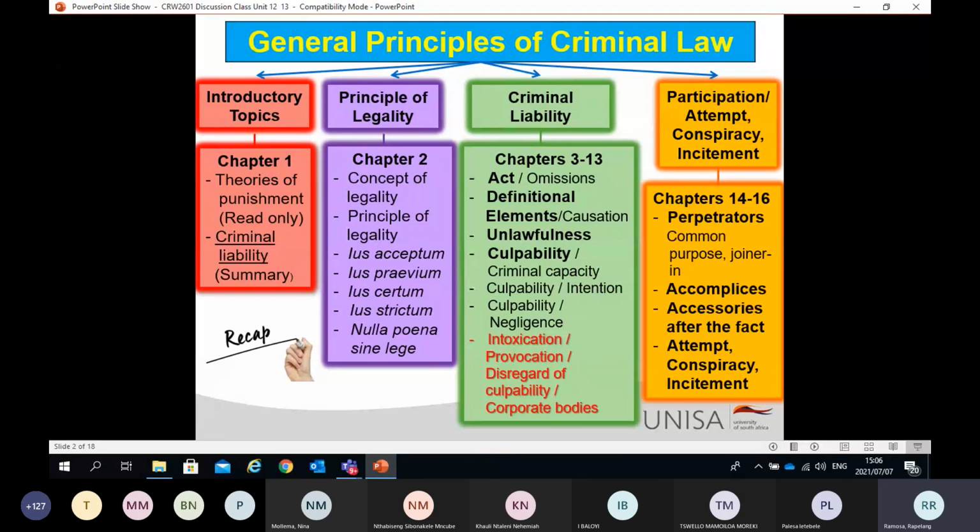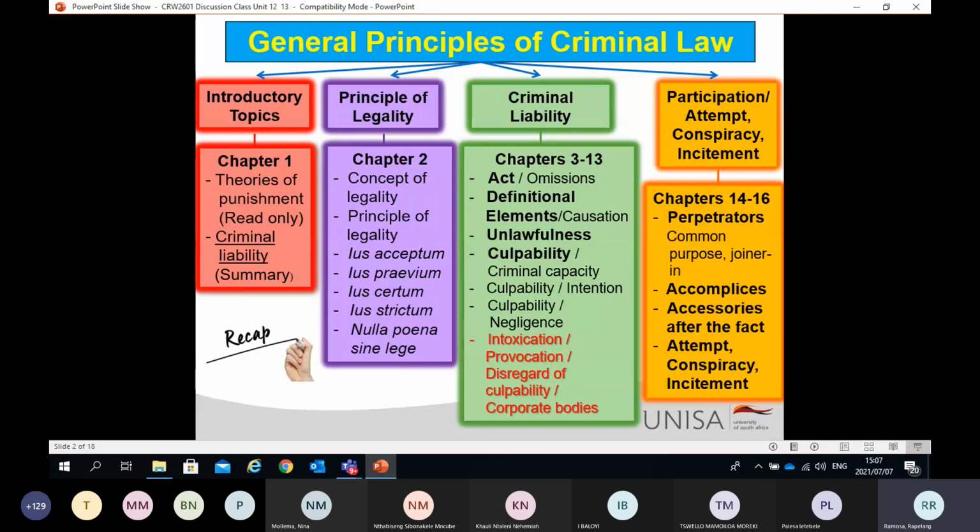So which of those elements of liability does intoxication affect? Which of those elements of liability does provocation affect? And what are the consequences? You will see as we go through Unit 12 that it's not merely the presence of intoxication that excludes liability. It's not merely the proof of provocation or emotional distress that excludes liability. The question is, for the court always, what is the effect of those once established? What is their effect on the elements of liability?